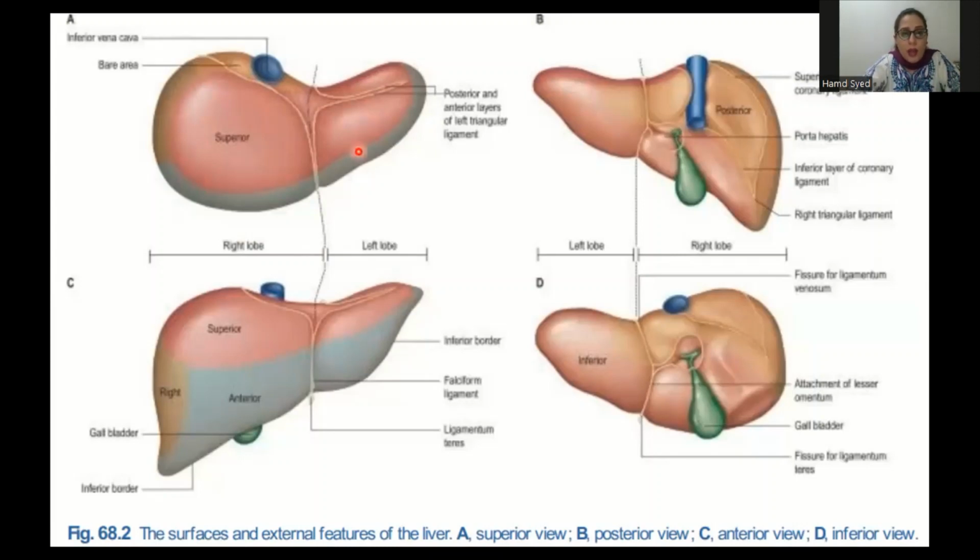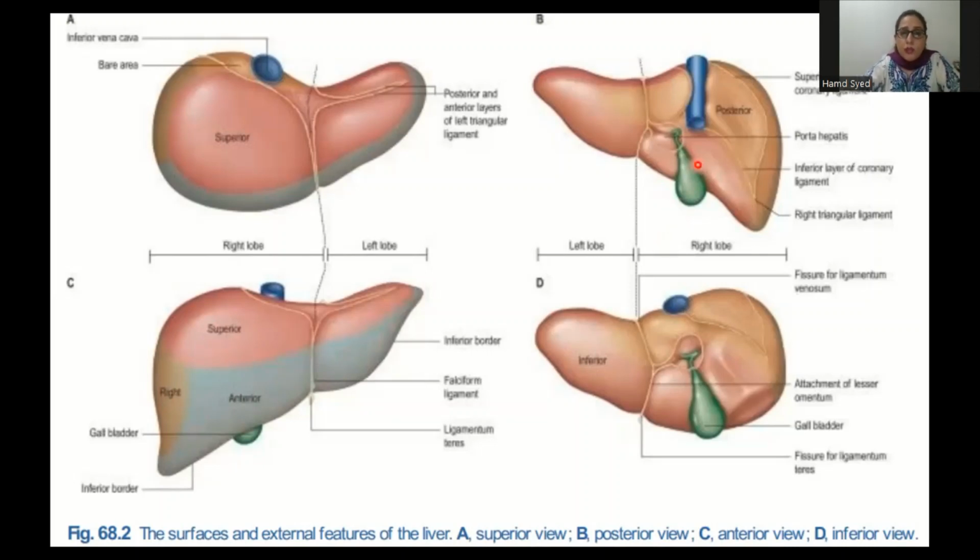Now let's look at C, which is the anterior view, in which you can see the superior surface of the liver, a part of that, and of course the anterior surface, and on the right side you can see the right surface. So these 3 surfaces are visible in the anterior view: superior, anterior, and right. And as I mentioned before, collectively this surface is known as the diaphragmatic surface of the liver.